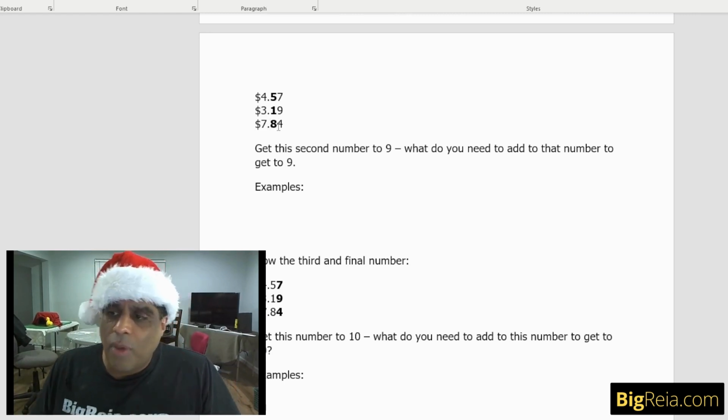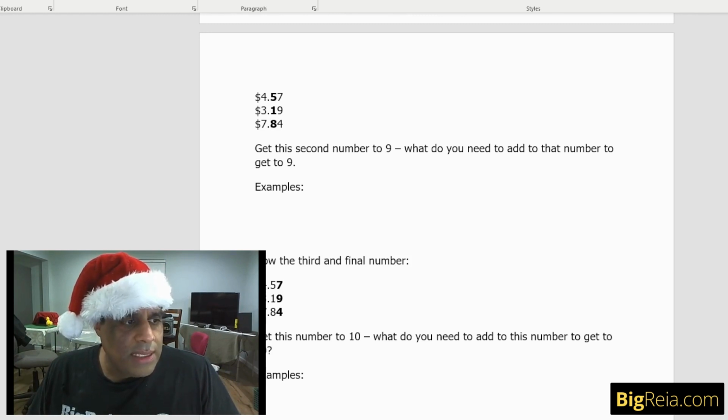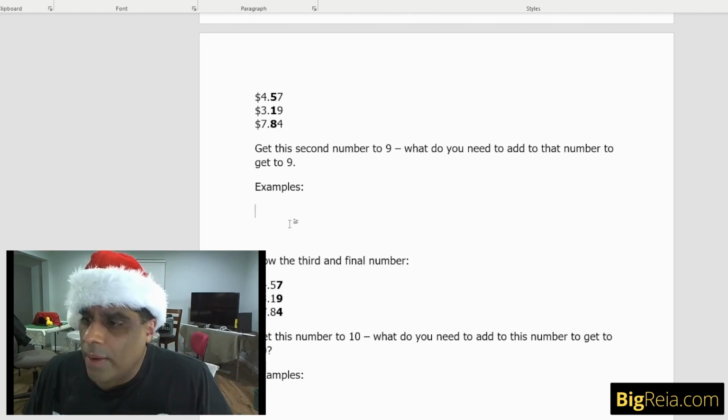We're finding out the second number of what we have to do to get to this number. Are these examples, or are we supposed to add more examples? Okay. So you guys got that part?